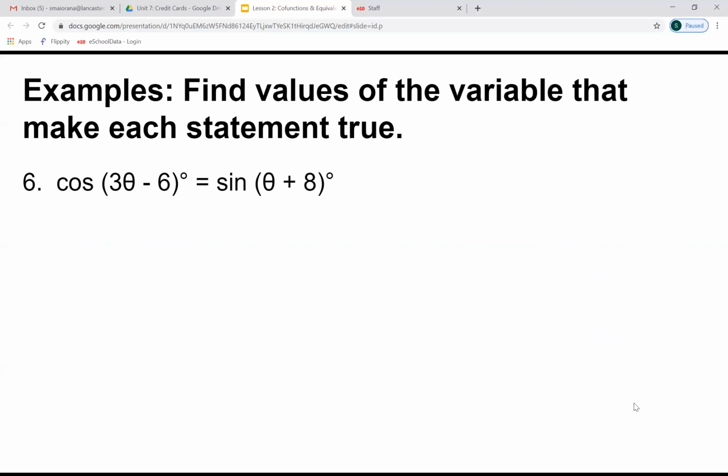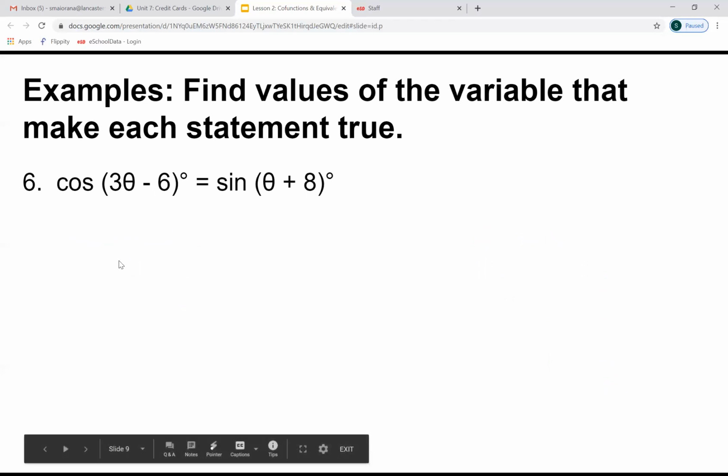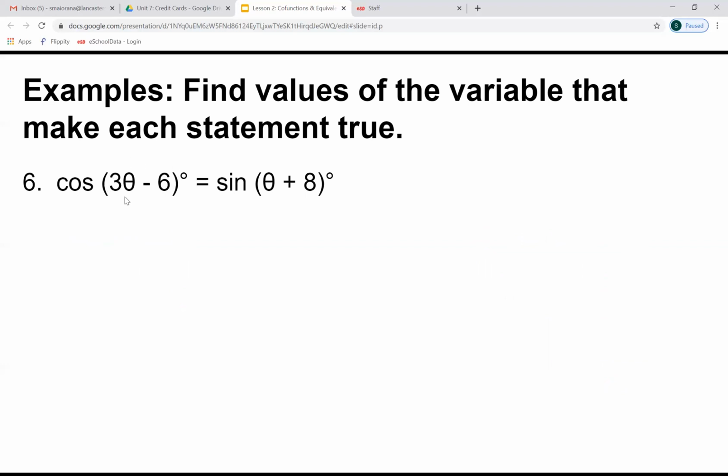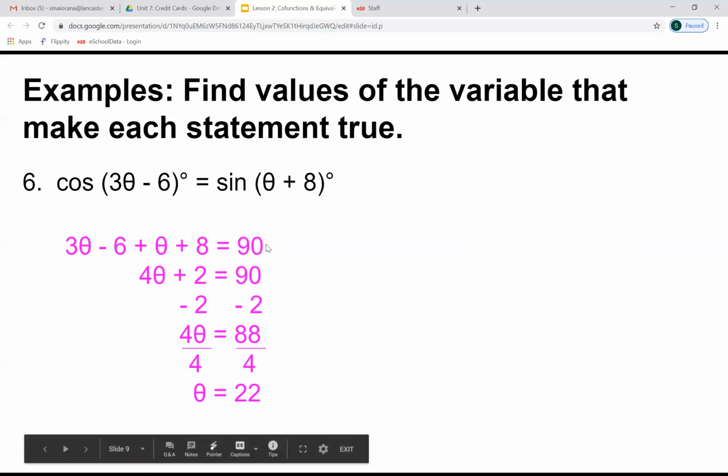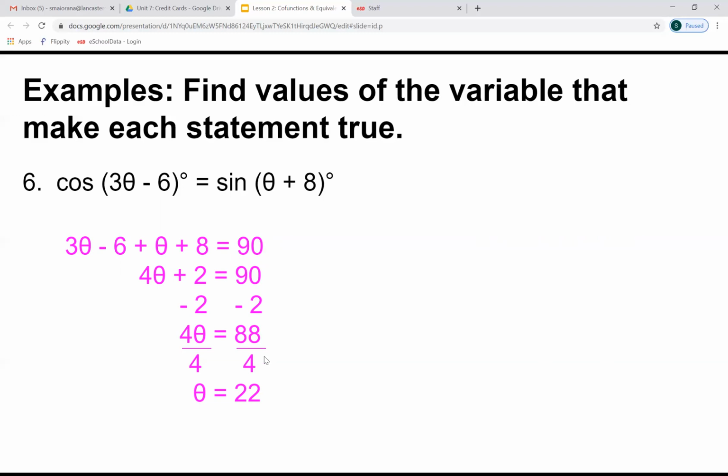Okay, last guided example. Again, goal 2 for today, finding the value of the variable that's going to make this statement true. So for a cosine and sine ratio to be equal, my two angles, 3 theta minus 6 and theta plus 8, have to add up to 90. So again, part plus part equals 90. Again, we're just cranking through the algebra just like you would solve for x. I tried to show out all that work here, and we get theta equals 22. So the geometry part is recognizing that your two angles have to be part plus part equals 90, and then the algebra part is just cranking that straight through.